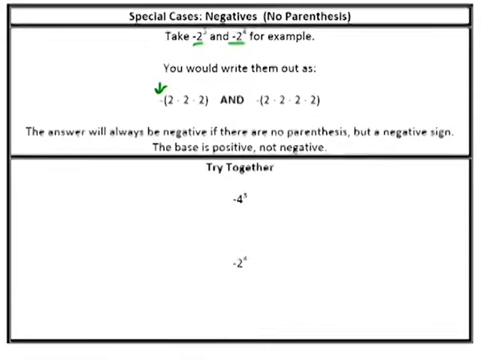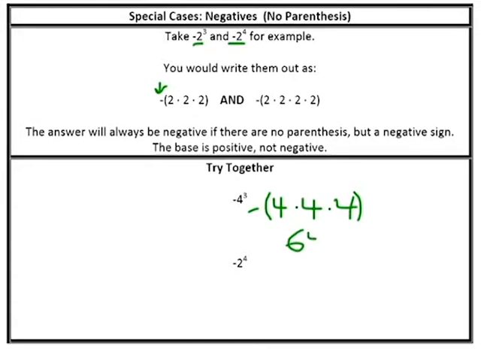Here, negative 4 to the 3rd power. Well, that's 4 times 4 times 4. No matter what, my answer is going to become negative. That's what those parentheses mean. You don't have to show the parentheses every time. Again, these are rules to check whether you're positive or negative. 4 times 4 is 16, times 4 is 64. My answer needed to be negative.